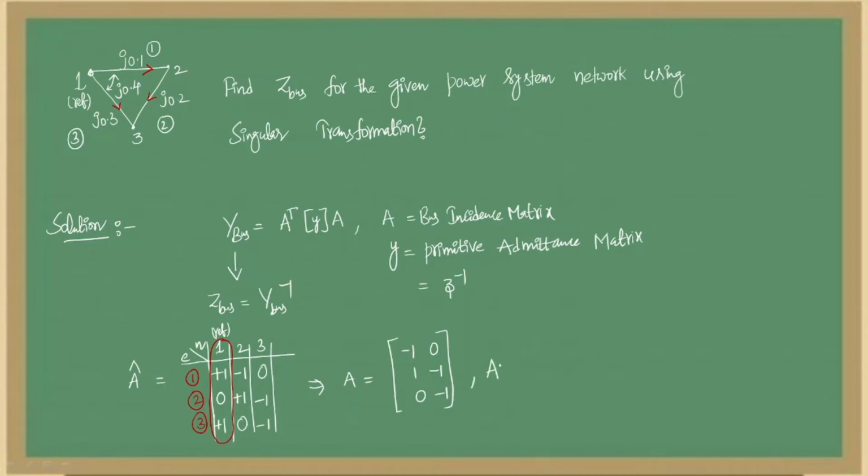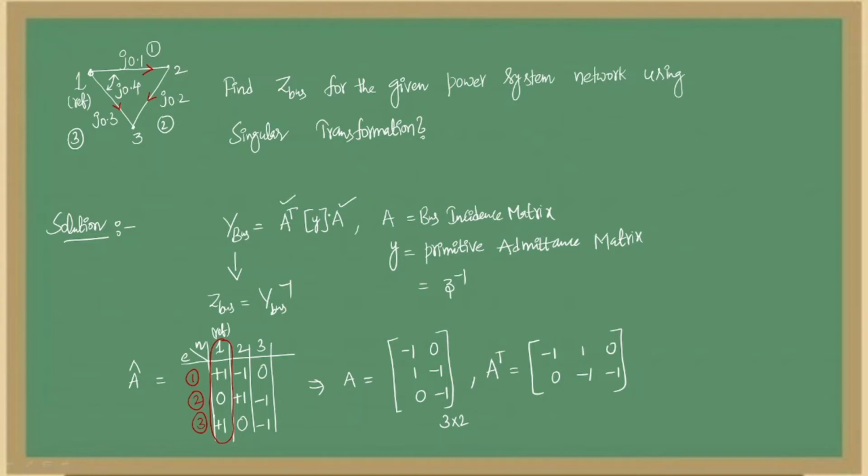And what is A transpose? It is the transpose of the bus incidence matrix. When you find the transpose, the rows will become columns and columns will become rows. If it is a 3 by 2 matrix, 3 rows and 2 columns, A transpose becomes a 2 by 3 matrix. What is the first row? It is -1 1 0 and the second row is 0 -1 -1. This is the transpose of the bus incidence matrix, so the determination of these two is completed.